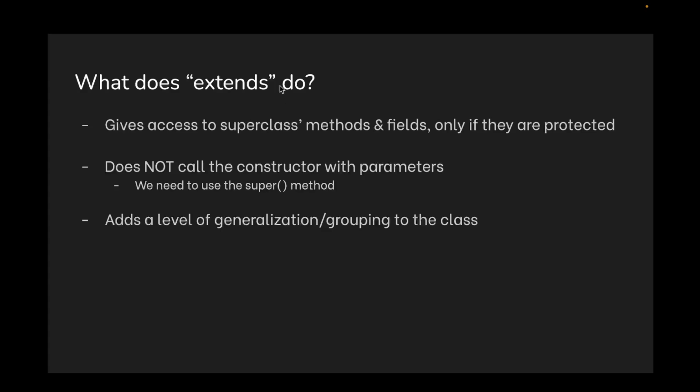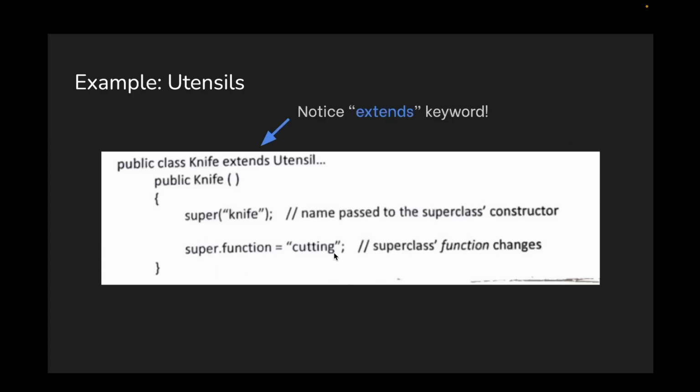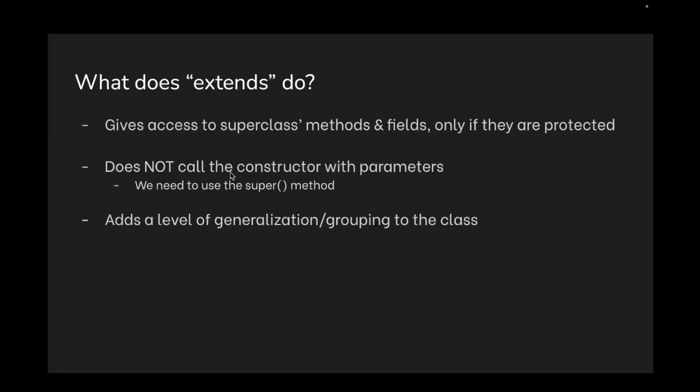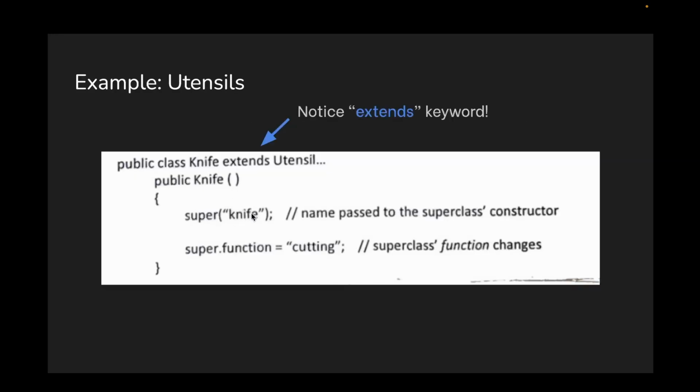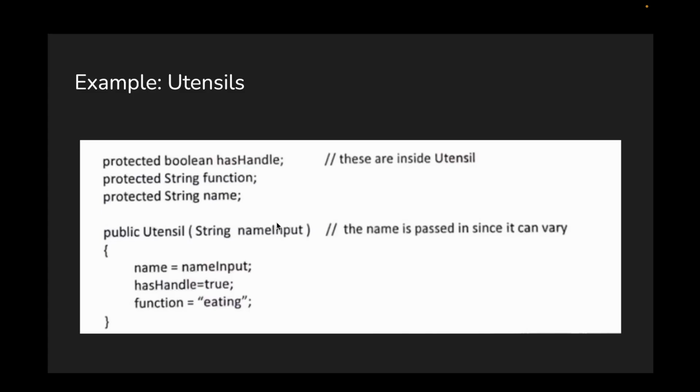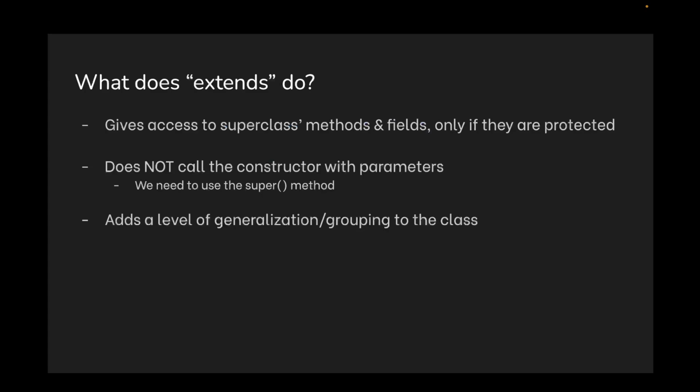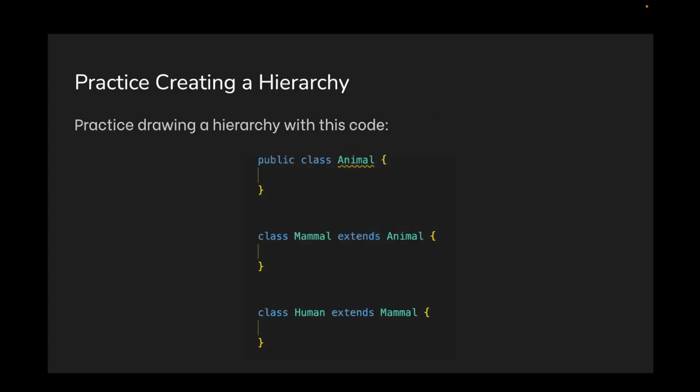Now, what does extends do? We talked about this. This will give access to the superclass's methods and fields only if they're protected, as we saw with this example. It does not call this constructor with parameters. We need to use the super method to do that. And then it adds a level of generalization and grouping to the class. So with this second bullet point, it does not call the constructor with parameters. We saw how we needed to access the constructor in the superclass that has parameters with the super method. That's what this second bullet point is saying.